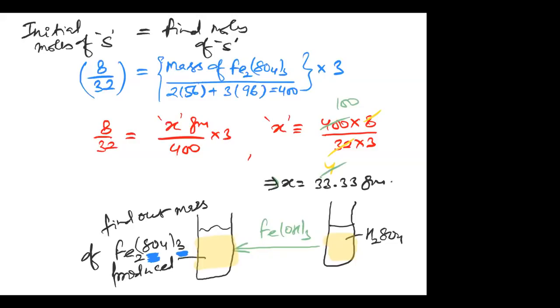I'm repeating again, here there is no need to find out the mass of every individual intermediate. If we know moles of sulfur will remain sulfur only, you can just find out initial moles of sulfur, and you can just find out final moles of sulfur, and then you can just equate.